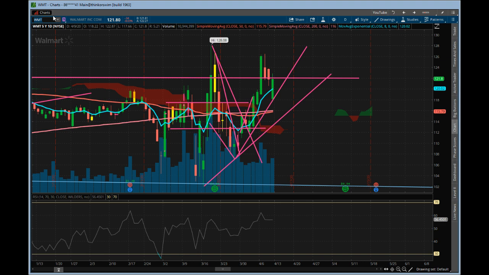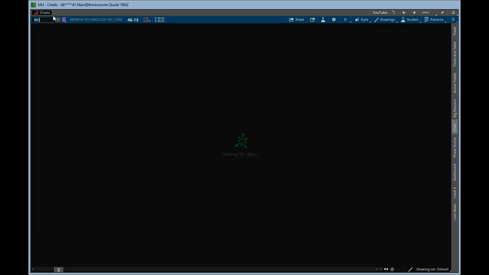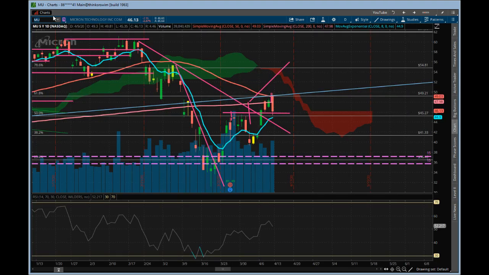MU got a bearish, yeah. All the semiconductors just got hit on Friday. So MU just got a bearish engulfing candle on Friday. Just kind of follow that nasty volume right there too. So again, all the semis got hit.